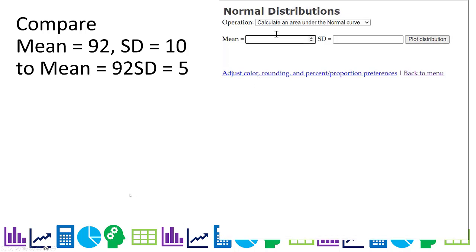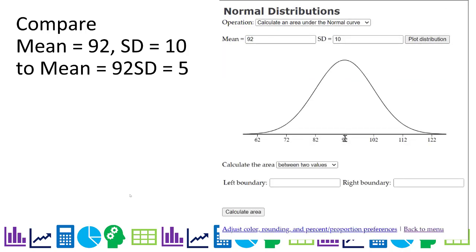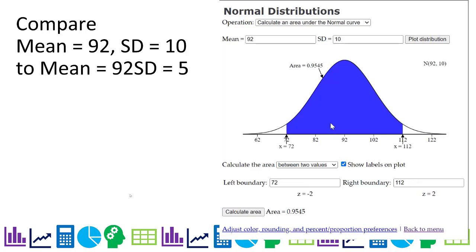So let's go ahead and look at the first population. The mean we said is 92. The standard deviation is 10. We plot the distribution. And they say what percentage falls within 2 standard deviations. So there's my mean, right? If I go 2 standard deviations down, that's 72. And if I go 2 standard deviations up, that's 112. And I can hit calculate area. Let me go ahead and label everything. So 2 standard deviations down to 2 standard deviations up is 0.9545. That should remind you a lot of the empirical rule that 2 standard deviations within the mean is about 95%.